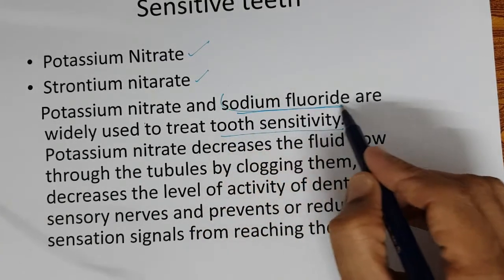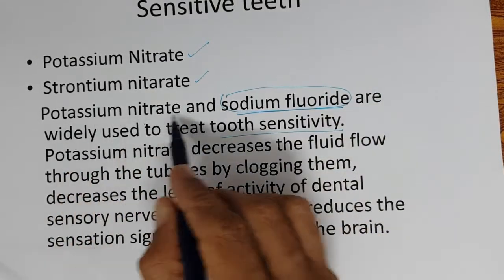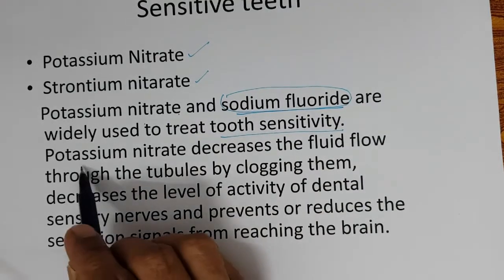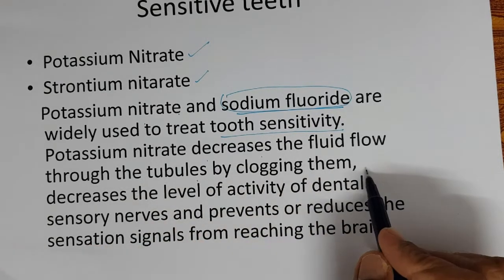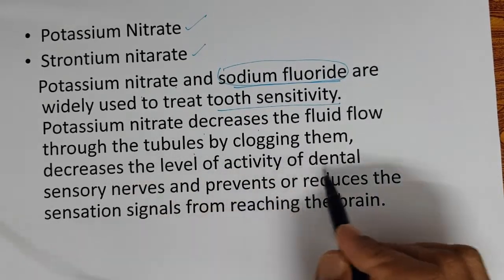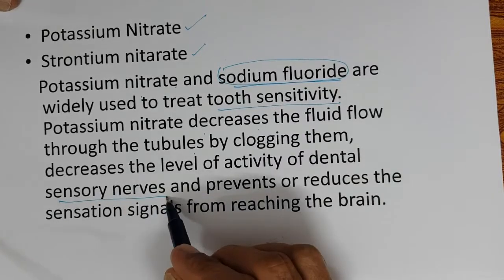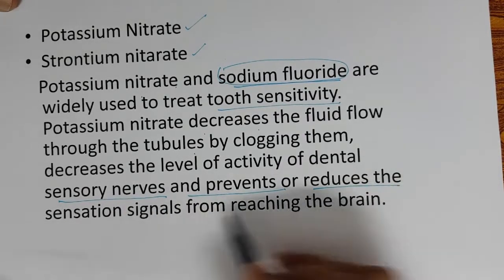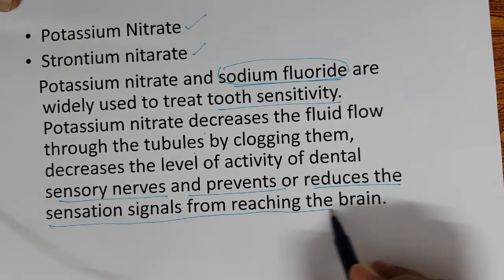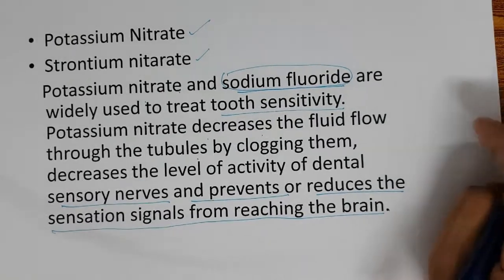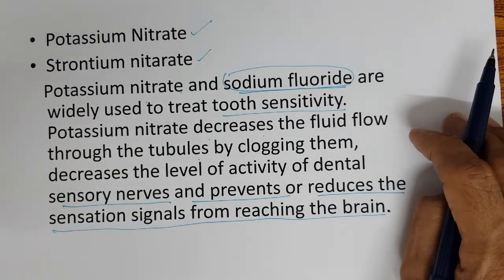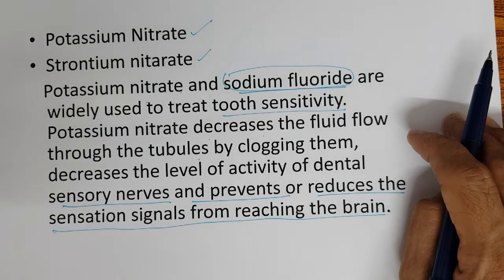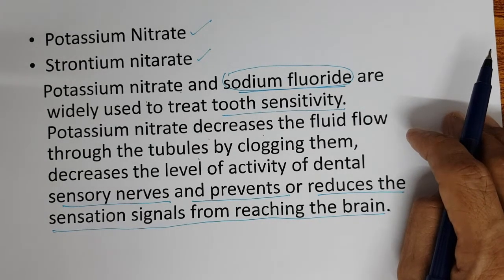We will come to sodium fluoride later. But potassium nitrate is very, very important. Potassium nitrate decreases the fluid flow through the tubes by clogging them, decreases the level of activity of dental sensory nerves, and prevents or reduces the sensation signals from reaching the brain. So that is how potassium nitrate and strontium nitrate act to reduce the sensitivity of the teeth.